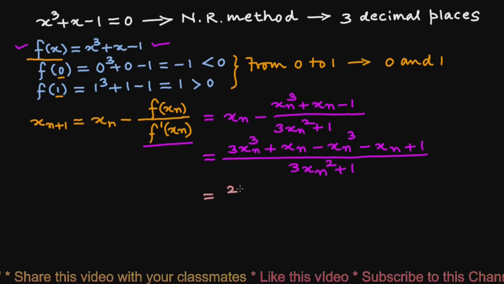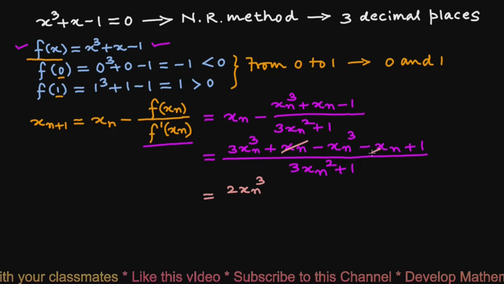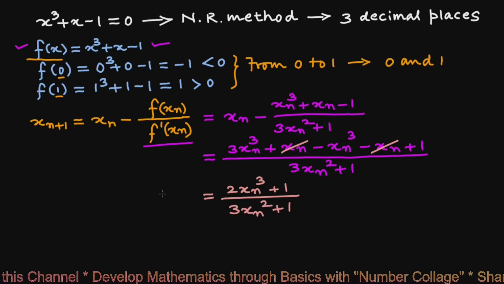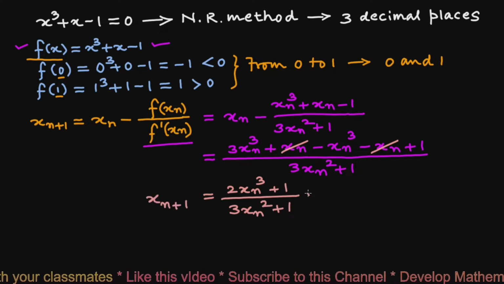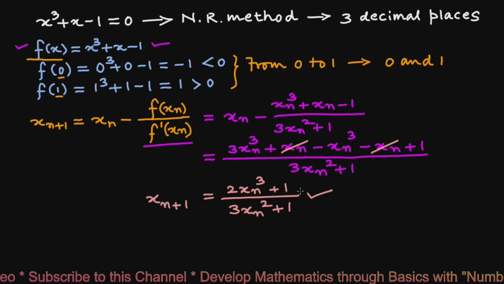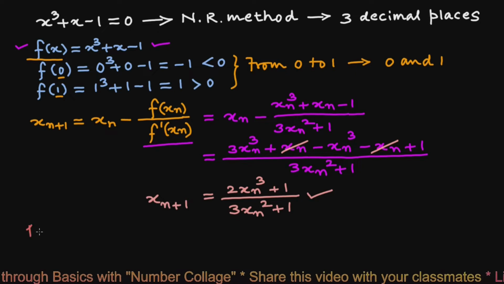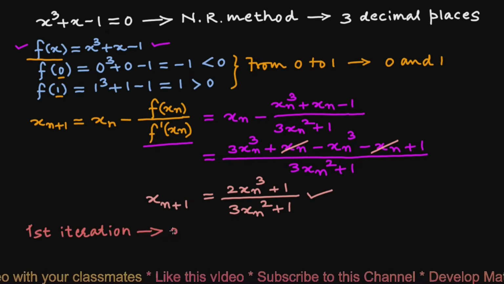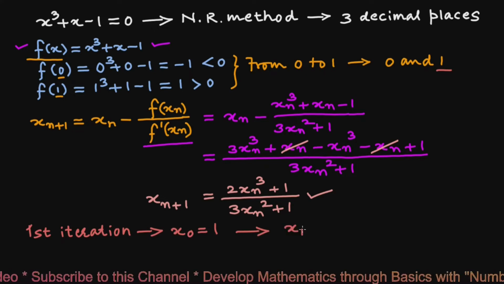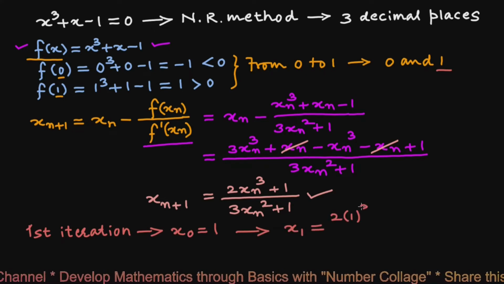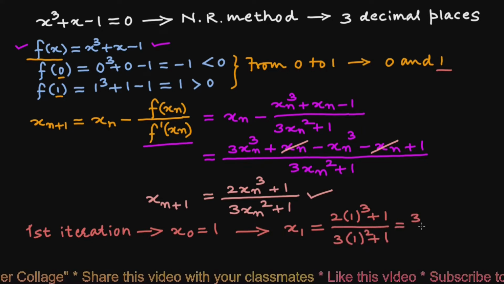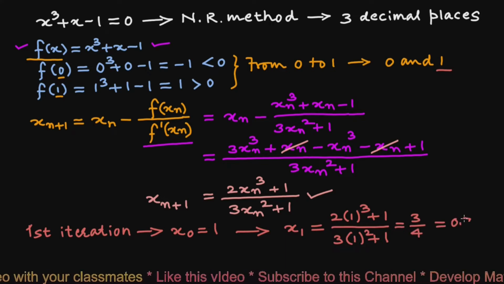This will be 2xn cube, xn minus xn is 0, plus 1 upon 3xn square plus 1 equals xn plus 1. So this gives us the iterative formula for finding further iterations. Now for the first iteration, we will use the base root x0 equals 1, so that the first approximate root x1 will be 2 into 1 cube plus 1 upon 3 into 1 square plus 1. This will be 3 upon 4, 0.75.